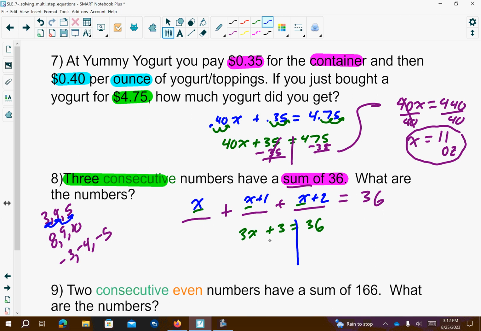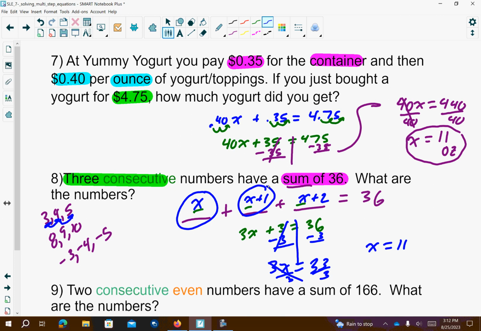Let's go ahead and solve it. Subtract 3, subtract 3. These cancel. 3x is equal to 33. Divide by 3, divide by 3. X is equal to 11. We're looking for three numbers. So x is 11.